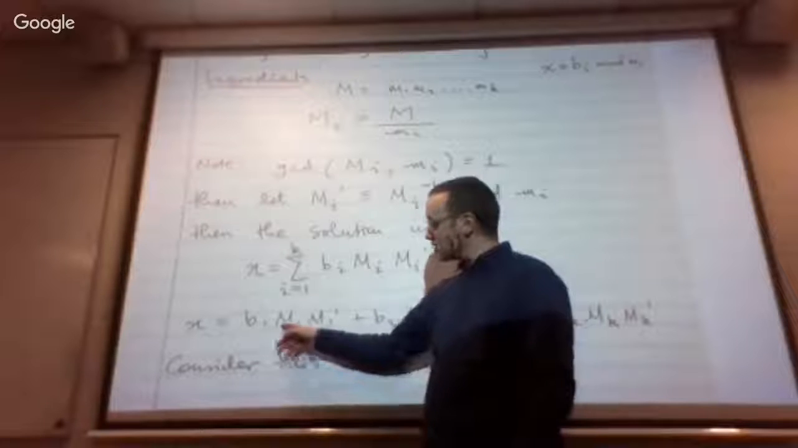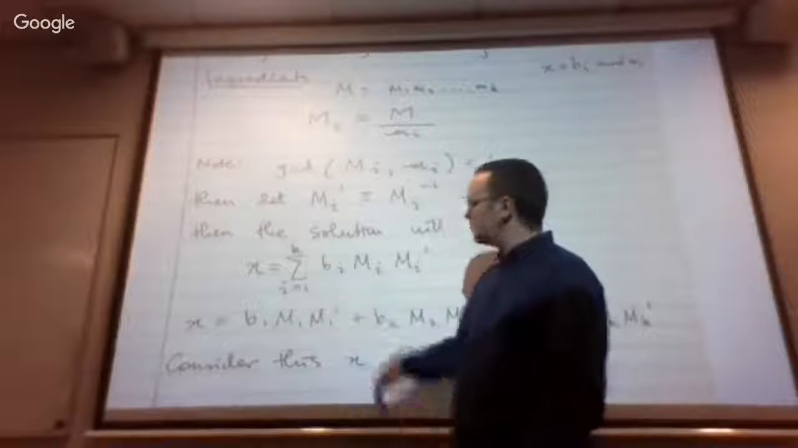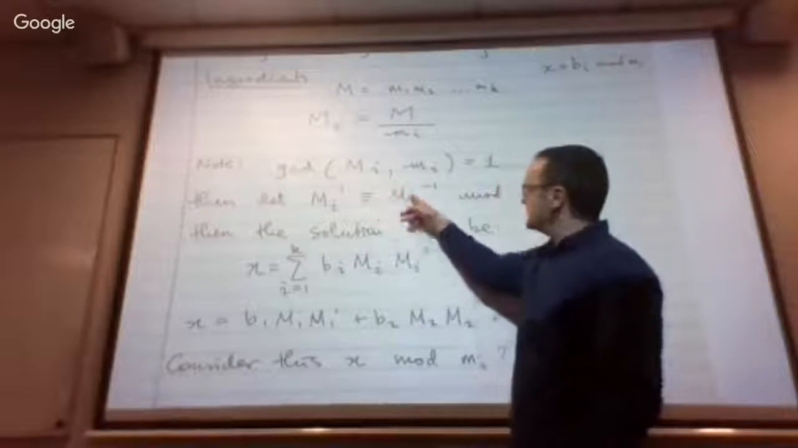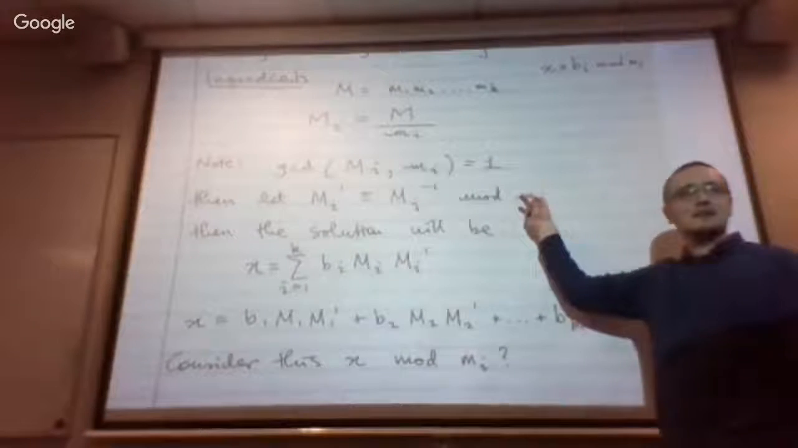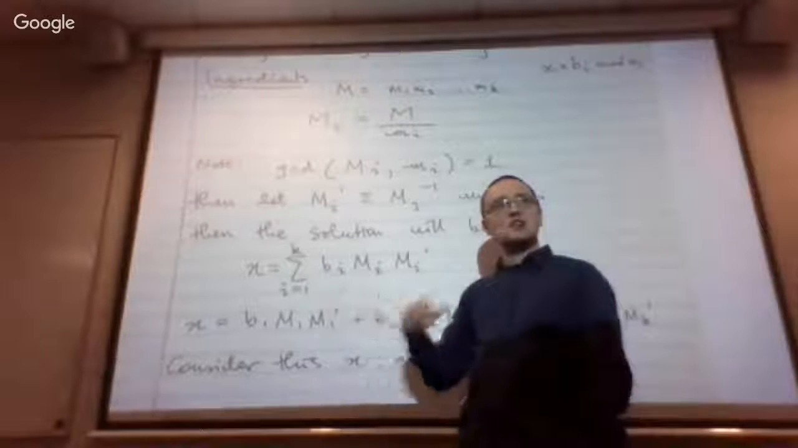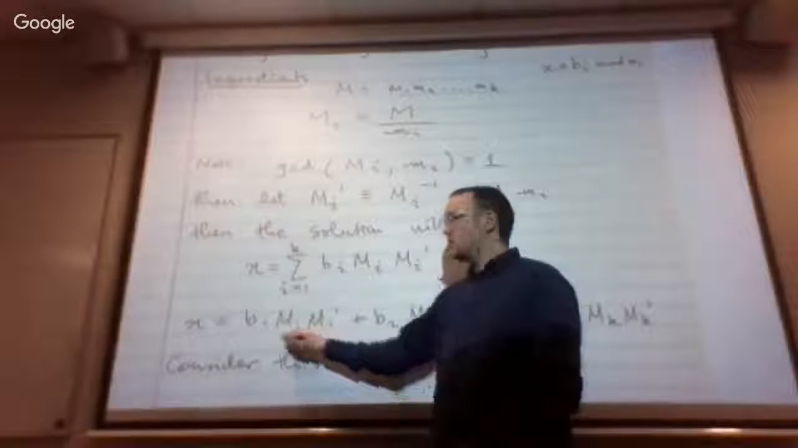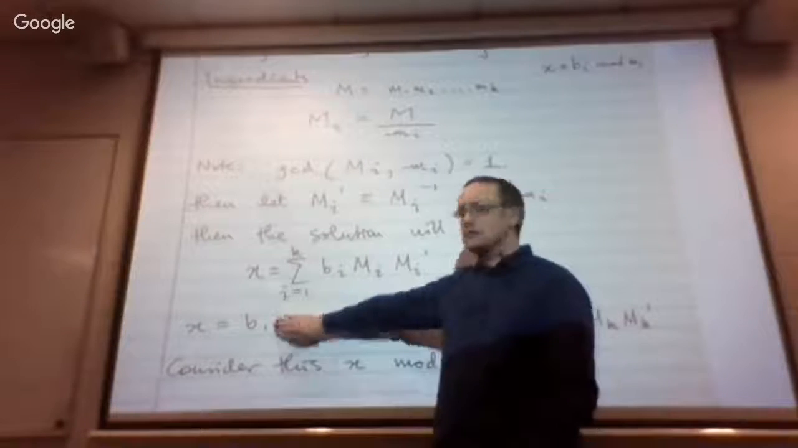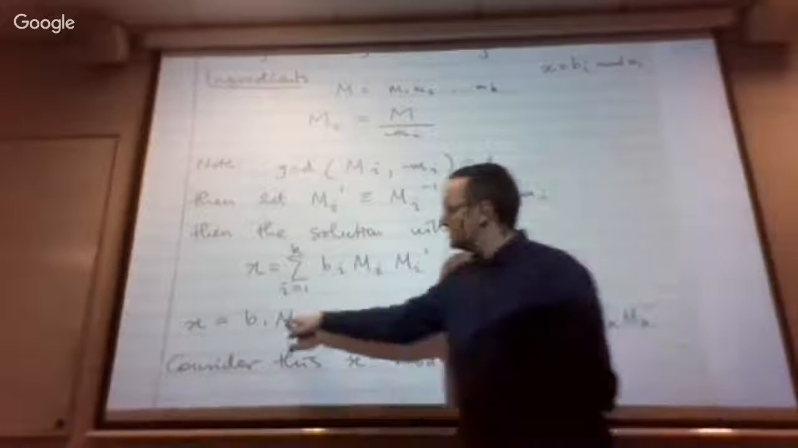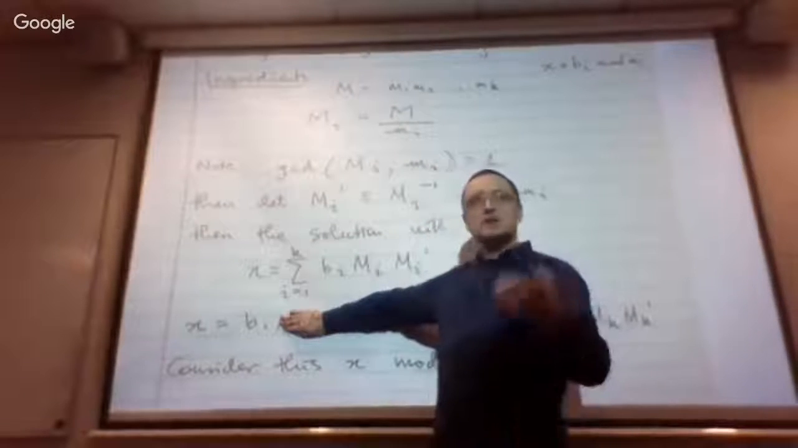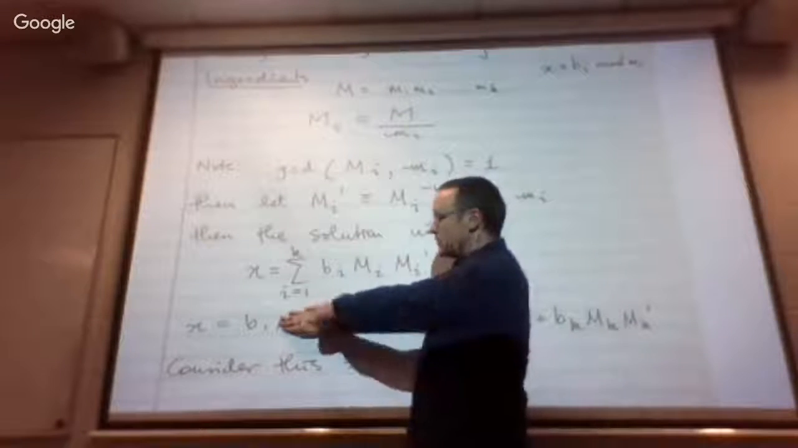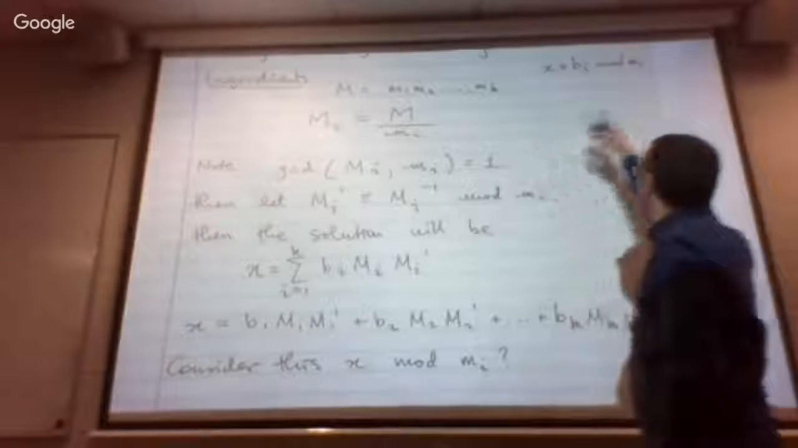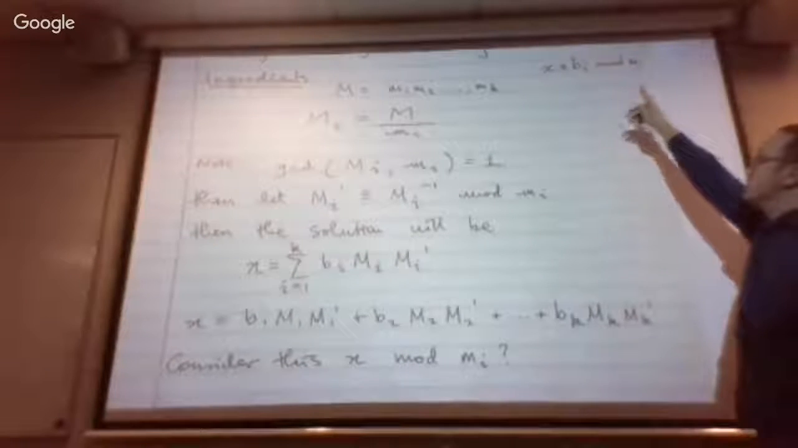But then you look at this product. What is capital M1 times capital M1 prime? Well, remember, capital M1 prime is the inverse of capital M1 modulo little m1. So if we're considering this modulo little m1, these two are inverses of each other, so it just comes to 1. So these are all 0, and these two multiply together to give 1 modulo little m1. So you're just left with B1, which is what you wanted, because you wanted your solution x to be congruent to B1 modulo m1.